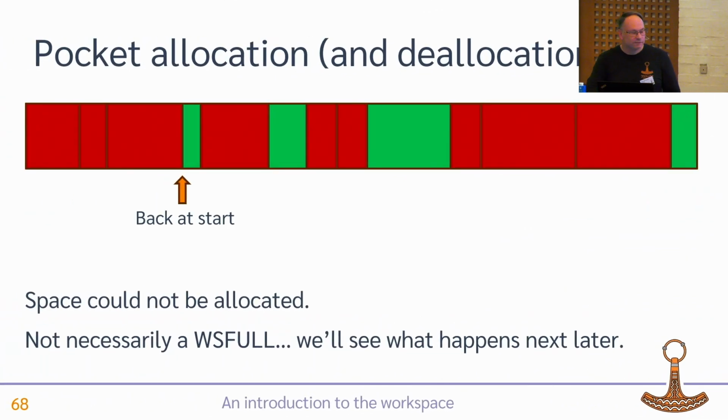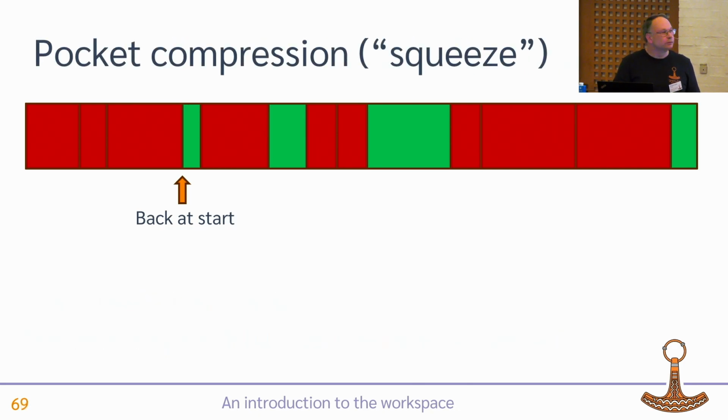Okay, so we know a little bit what these things look like now. We can come back to this place where we got to before, where we run out of space. So what do we do now? Well, the first thing is we do pocket compression, which we call squeezing, and we look at all of these pockets and see, can we make them smaller?